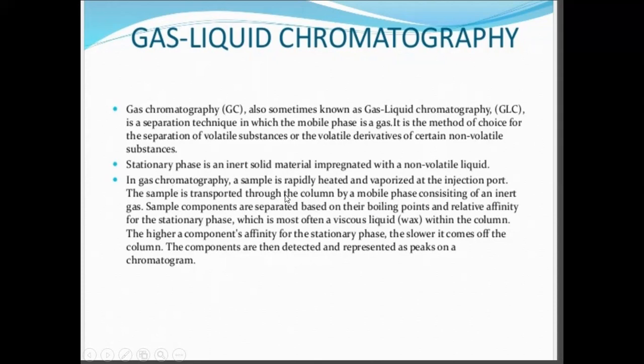In gas chromatography, a sample is rapidly heated and vaporized at the injection port. The sample is transported through the column by the mobile phase, which consists of an inert gas. Sample components are separated based on their boiling points and relative affinity for the stationary phase, which is most often a viscous liquid wax within the column. The higher the component's affinity for the stationary phase, the slower it comes off the column.